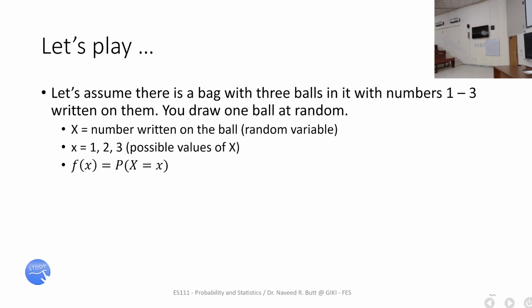The number written on that ball that you just took out, if we put that in a variable, that variable is a random variable now. Yes, because it took its value based on a random event. And is that random variable discrete or continuous? It is discrete. It only has 3 possible values in this case. Yes, 1, 2 or 3.